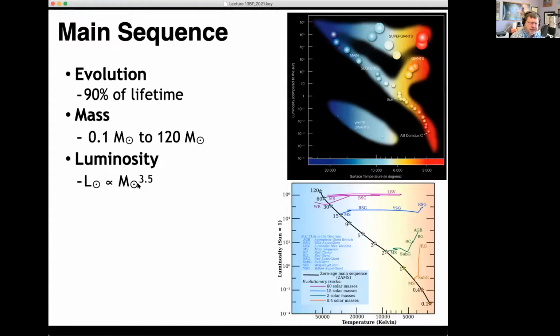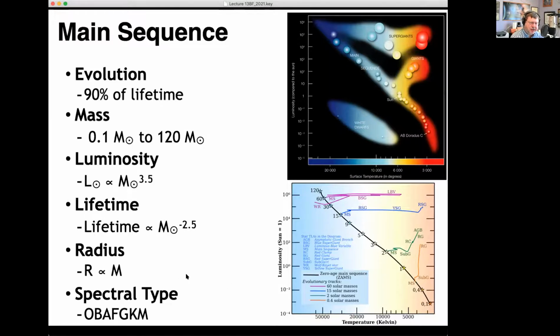The luminosity varies as mass to the 3.5 power. You're not responsible for calculating this equation. You are responsible for knowing that it's a very steep function, that stars that are more massive are much, much more luminous. And the lifetime varies as mass to the minus 2.5. Again, you're not responsible to do this calculation. You are responsible to know that it's very, very steep, that the big stars last 1,000,000 years, the little stars last trillions of years, okay?